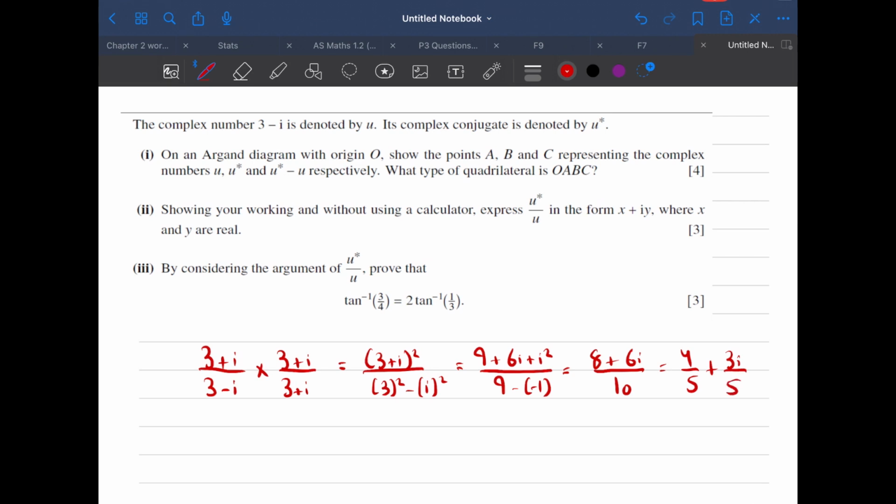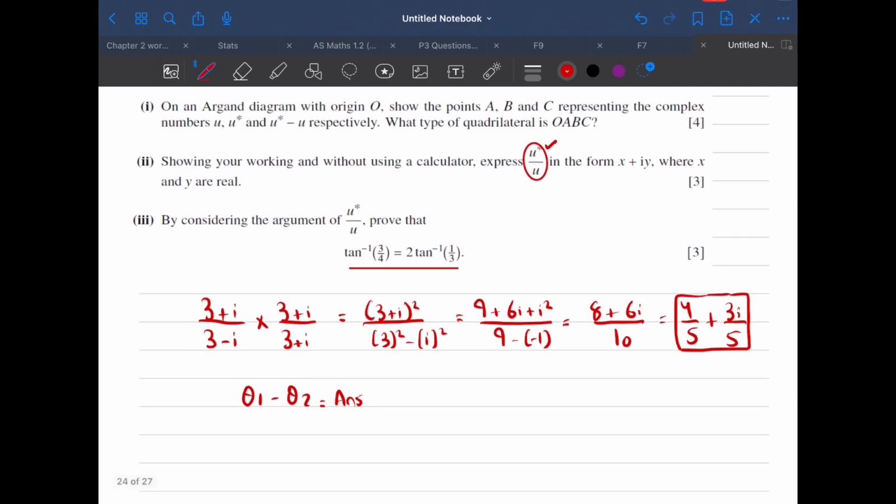Now you need to show this. How do you show this? First of all, you see you are dividing. What's the rule of divide of argument? The rule of divide says argument 1 minus argument 2 is equal to the answer. So what's the first step? First you divide, you got this as your answer. Right, children? Now let's find the argument of this.